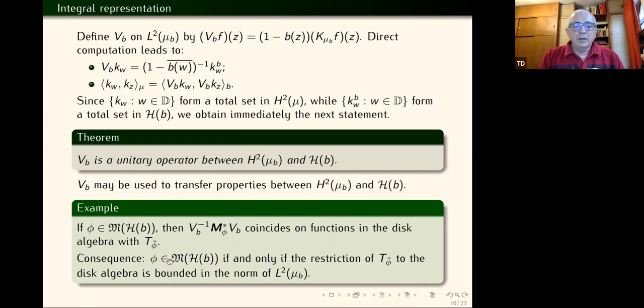So one consequence that we can deduce from here is that there is a way of seeing whether this phi is a multiplier by checking what happens with T_phi bar in the disk algebra, whether it's bounded in the norm on L2 of mu_B.